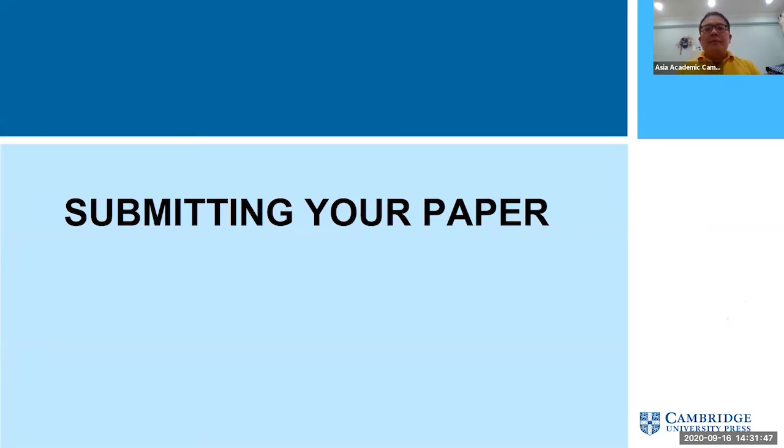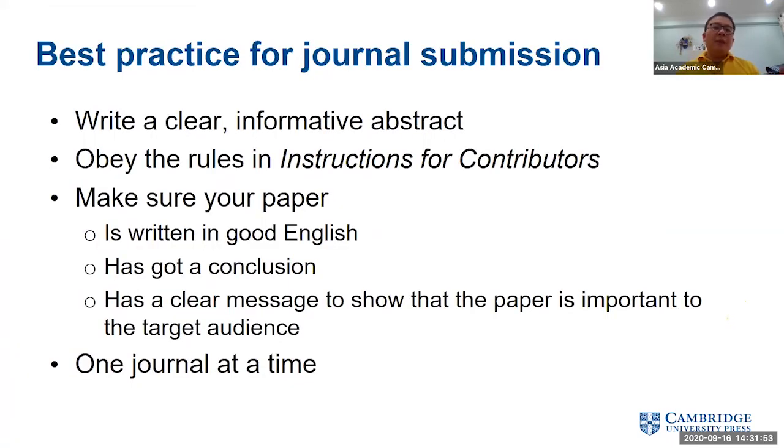So after you select the journal, you have to start submitting the paper, right? So what's the best practice to submit the paper to a journal? Firstly, very important: the abstract. Number one, always look at the abstract. After you finish the whole paper, look at your abstract. Your abstract should be very clear and informative.